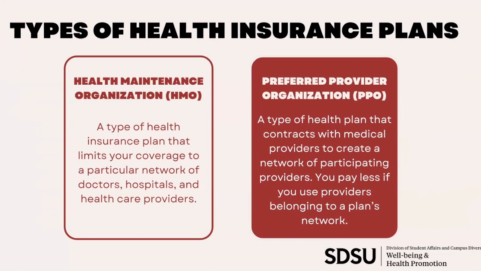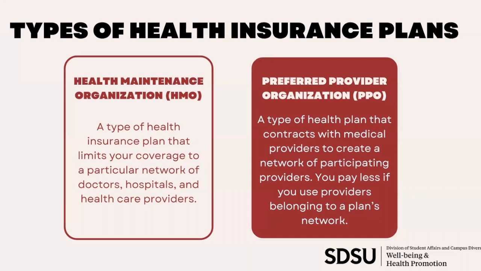A health maintenance organization, or HMO, is a type of health insurance plan that limits your coverage to a particular network of doctors, hospitals, and healthcare providers. In this plan, your insurance will not cover the cost if you go to a provider outside of that network. This type of plan usually offers a lower cost, but you will have a more restrictive provider network, and you're required to coordinate your medical care through a primary care physician, also known as a PCP. This is a great plan for someone who is interested in choosing their PCP to coordinate their healthcare while paying a higher deductible in order to lower their monthly premium.